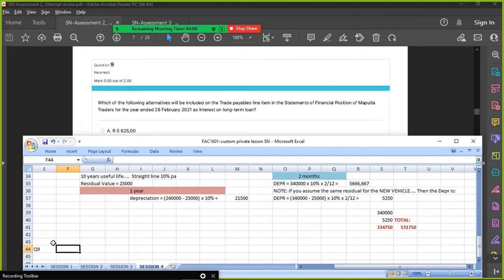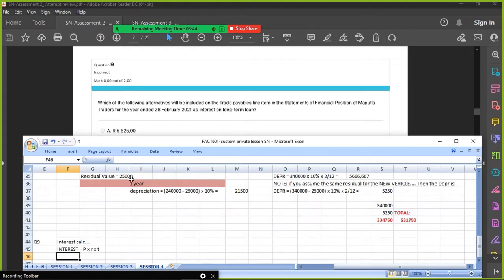Question 9. Okay, with interest calculations, you need to remember the basic formula for interest. You've done DSC, so you should be fine with this. Interest equals principal times rate times time. Depending on the difficulty of the question, I don't think they'll give you compound interest in one of these questions because it's quite basic.